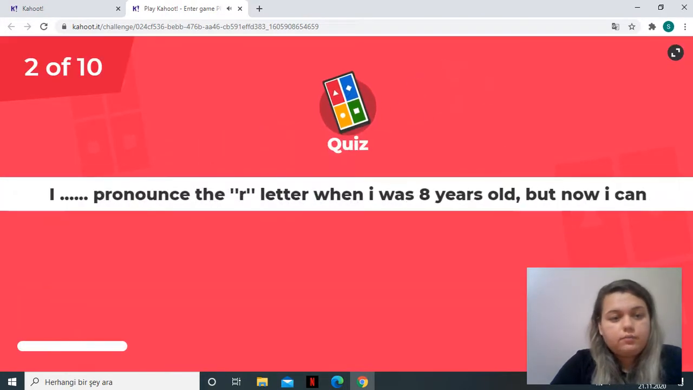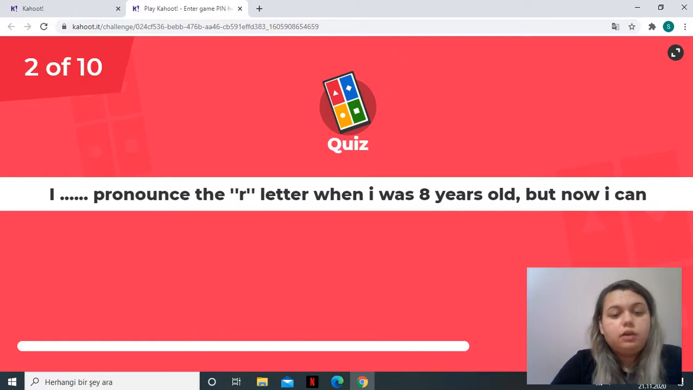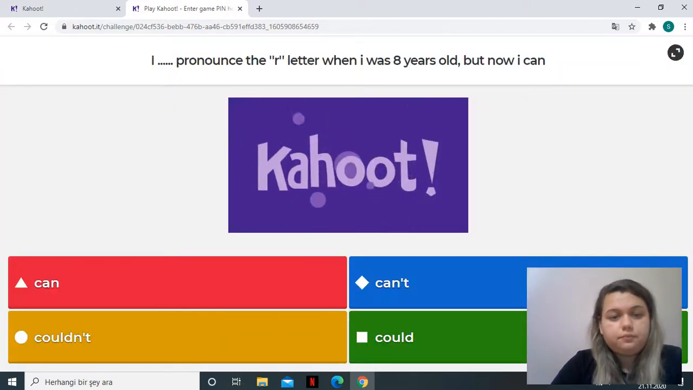Second question. I blank pronounce the R letter when I was 8 years old, but now I can. We cannot use can here. That would be meaningless, that we say, when I was 8, I can pronounce the R letter. Now I can. It is meaningless, there's no need for can in this sentence.